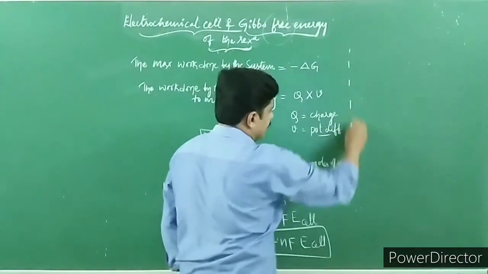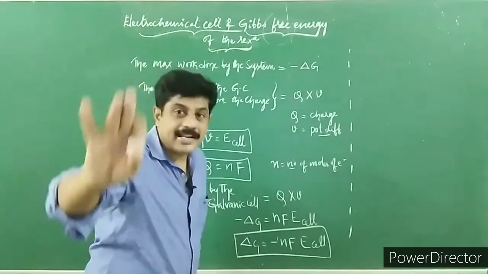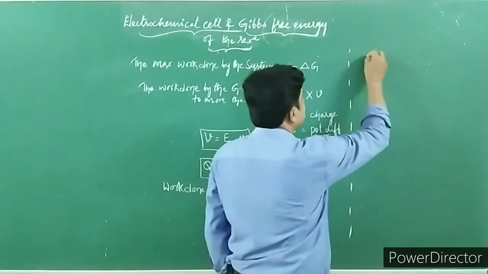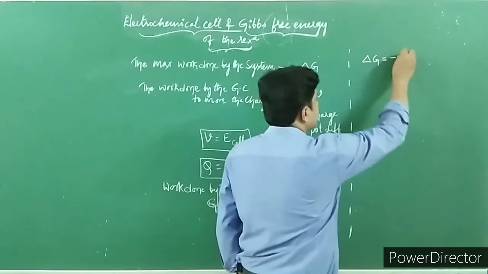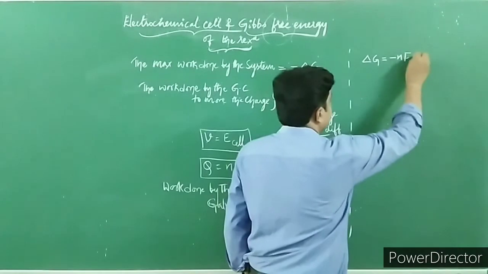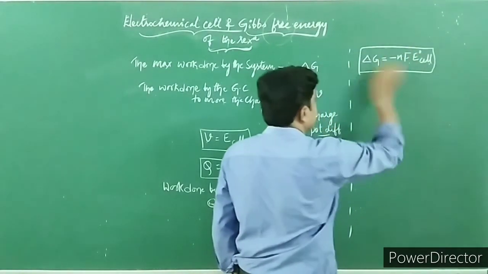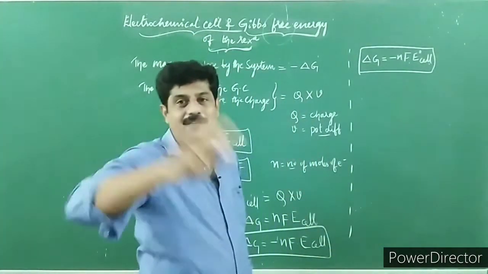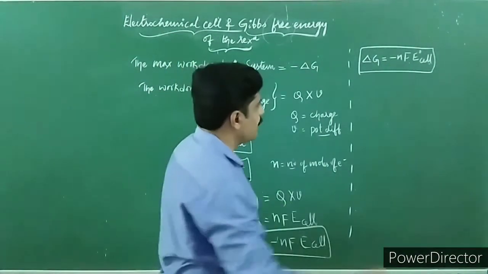Children, imagine the galvanic cell is under standard condition of 298 Kelvin. In that case, it can be changed into delta G is equal to minus NF E naught cell. E naught cell represents the galvanic cell is under standard condition of 298 Kelvin or 25 degree Celsius.